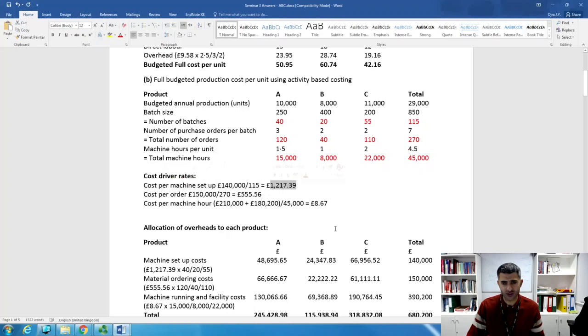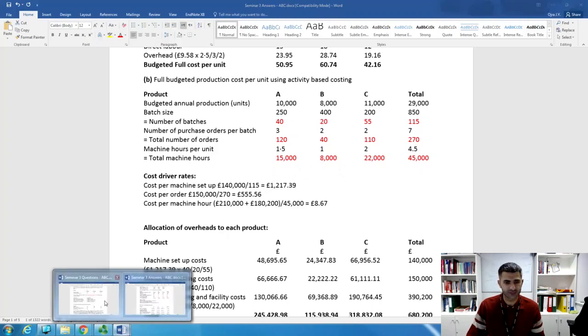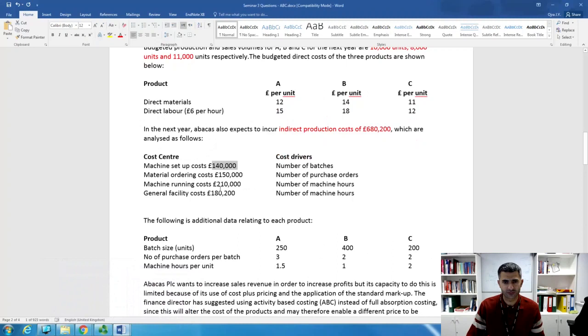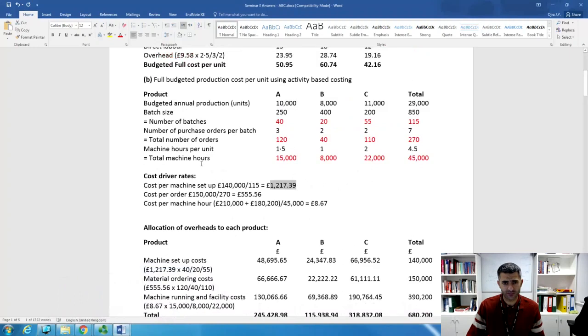So that's 1,217.39. If you look at the second activity, which is the material ordering cost, can you see? That's based on number of purchase orders. So that's 150,000 divided by 270, which is the number of customer orders.